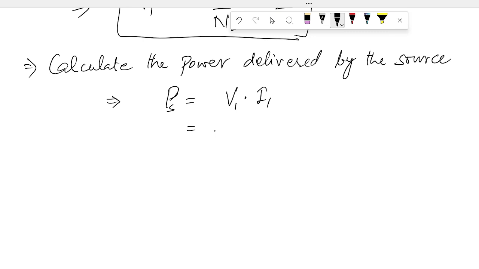Sir, I have a doubt. In this power calculation, when we multiply V1 and I1, do we get kilowatt or kilovolt ampere, KVA? Which one will we get?